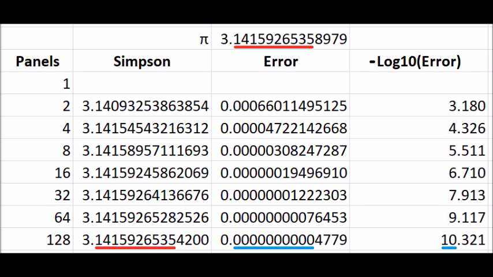Error is the difference between the exact value of pi and our approximation using Simpson's rule. Once again, we see the base 10 logarithm of error. What's going on with this? Well, within rounding, this is basically counting the number of zeros. I have underlined 10 zeros in the last row, but the same pattern applies to every other row. If you need to convince yourself, pause the video, count the zeros for each error, and compare that to the number in the last column.